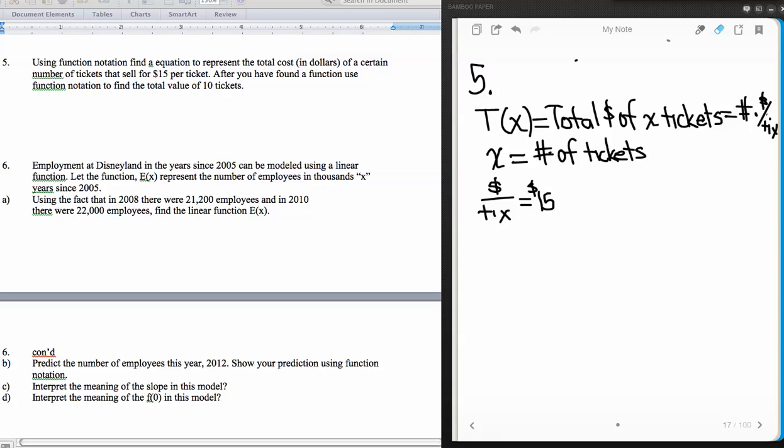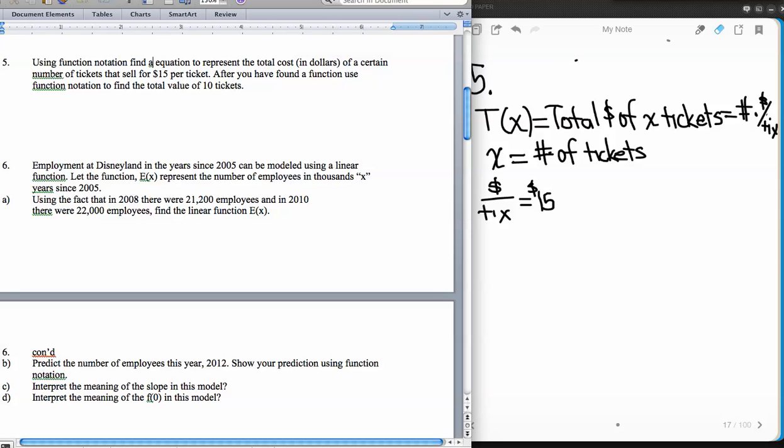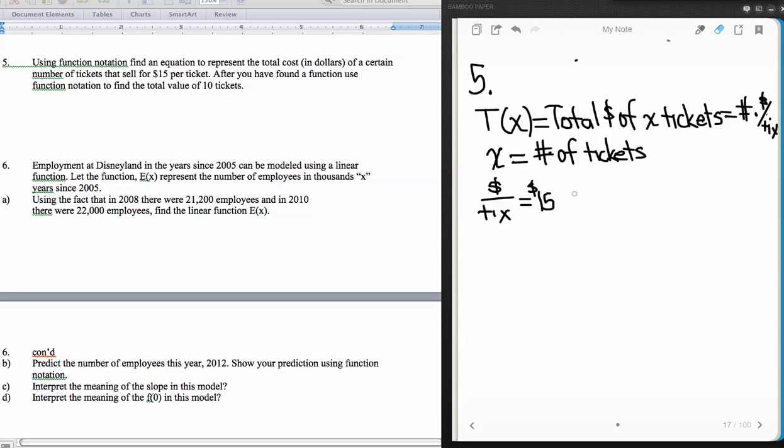All right, we're going to continue on with our classwork from night number 12. We're going to do problem 5 and 6, and that's all in this lecture, so it'll probably be about 10 minutes. Problem number 5 says, using function notation, find an equation to represent the total cost in dollars of a certain number of tickets that sell for $15 per ticket. After you have found a function, use function notation to find the total value of 10 tickets.